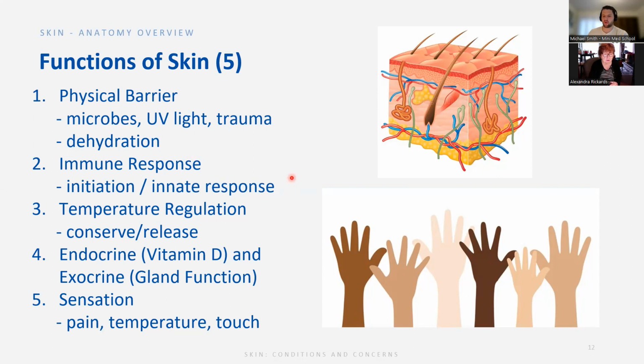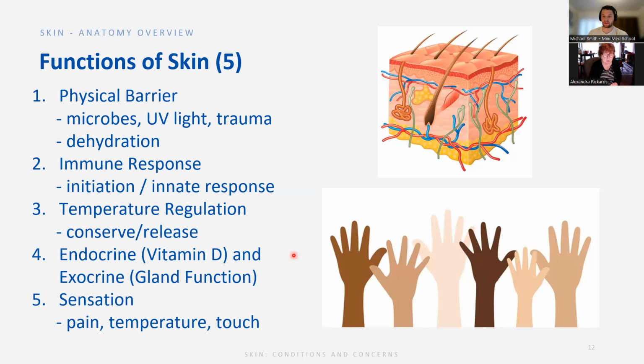Next, our skin plays an important role in mounting an immune response to foreign objects. So on its surface, it secretes antimicrobial enzymes and oils that protect it. And they also have immune cells that live within the first few layers of skin to help send a signal to our body that an infection might be occurring and to mount a response against that.